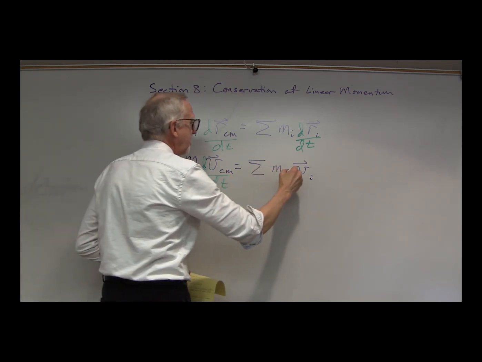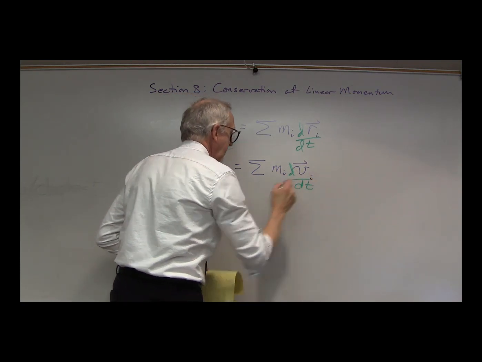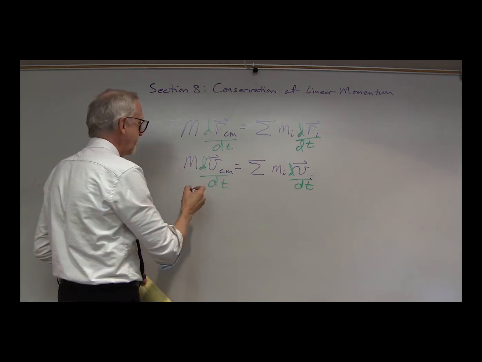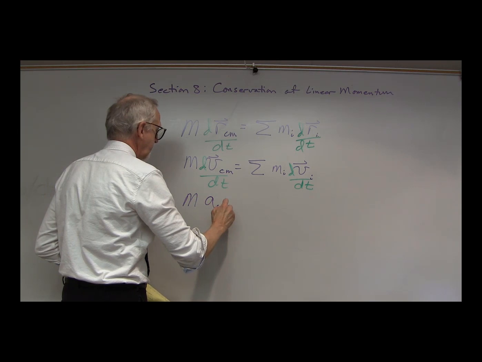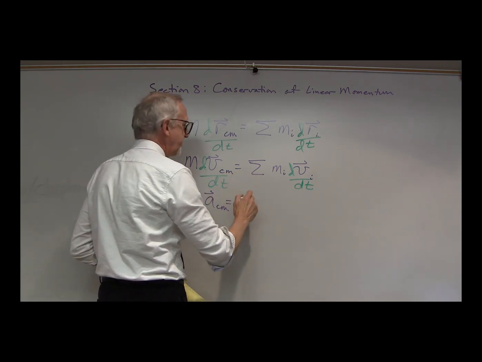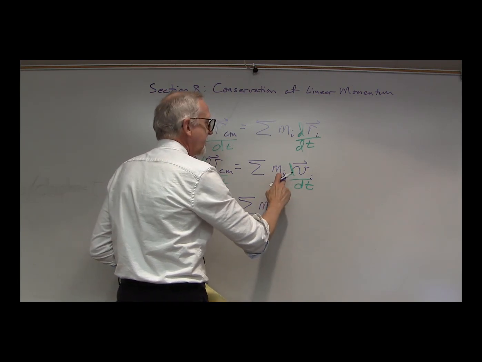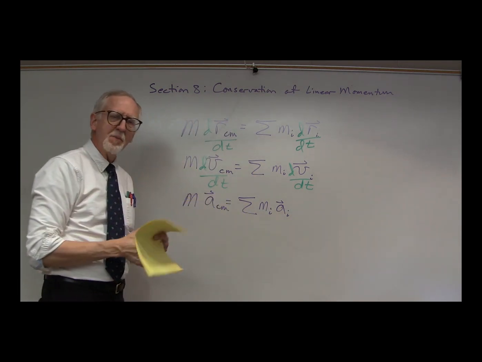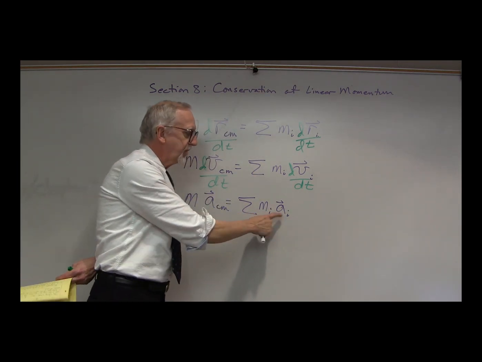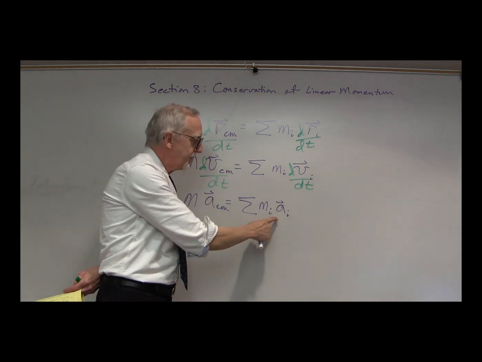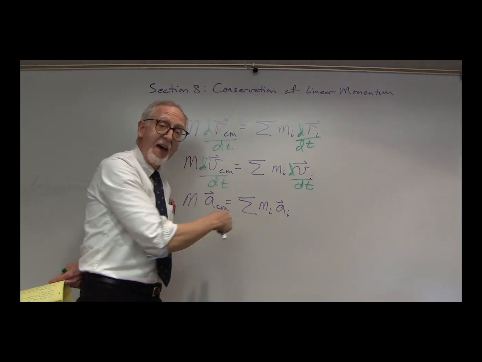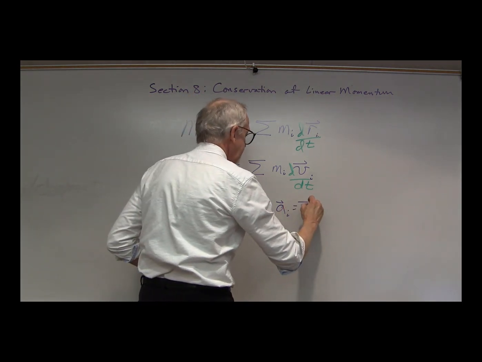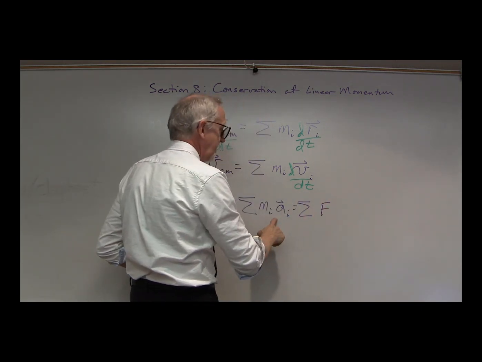d/dt, and what do we get? We get m times the acceleration of the center of mass is equal to the sum of m_i times the acceleration of the ith mass. Now, let's think about this for a second. m_i times a_i, this is the acceleration of the ith mass times its mass. Well, that is the total force that's acting on the object. That is going to be the sum of all of the forces.